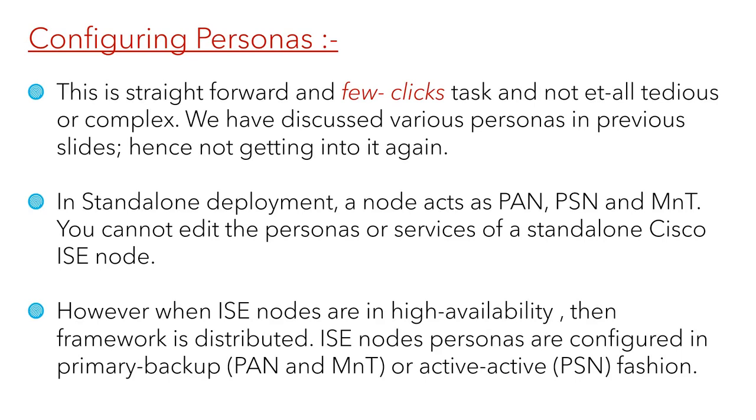So we can wait. Now what we can do is go and configure the personas. We have already discussed that we have the PAN, PSN, MNT, and pxGrid. pxGrid, generally the more security-oriented companies are doing it. PAN is the policy administration node. You can think of this as a management plane. PSN is nothing but the service plane, or in SDN terms, the control plane, and MNT is monitoring and troubleshooting.